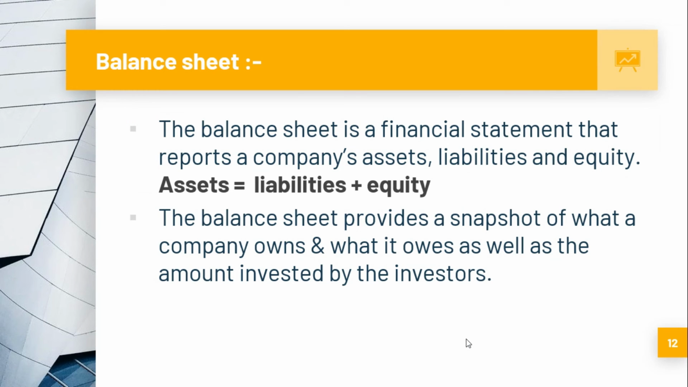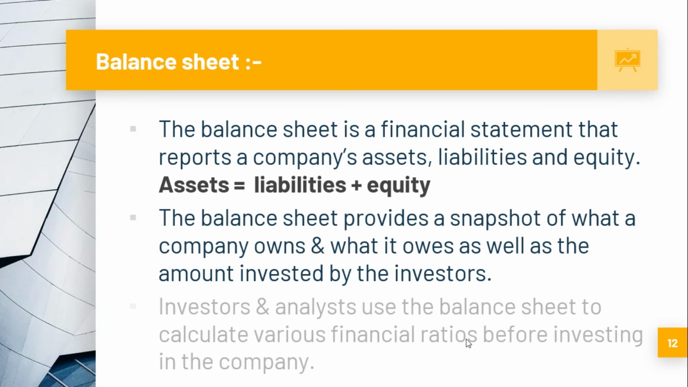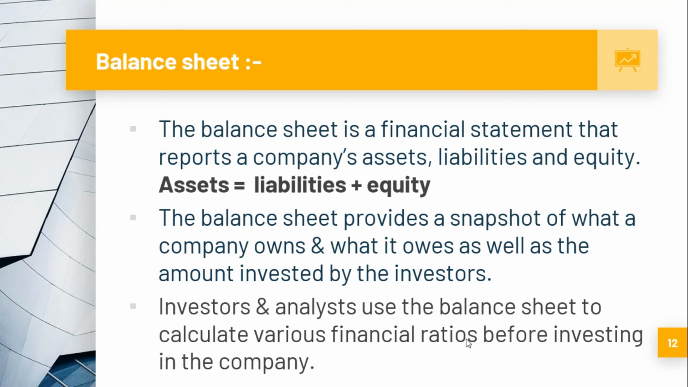So to get the net worth of a company, you will subtract the liabilities from the assets of the company. Next, investors and analysts use the balance sheet to calculate various financial ratios before investing in the business. So before investing in a business, the investors need to know the financial condition of the company and whether the company will be profitable or not in the future. So to know that, they use the balance sheet of the company, where they prepare multiple financial ratios based on the financial information they have and take further decisions on whether they should invest in the business or not.